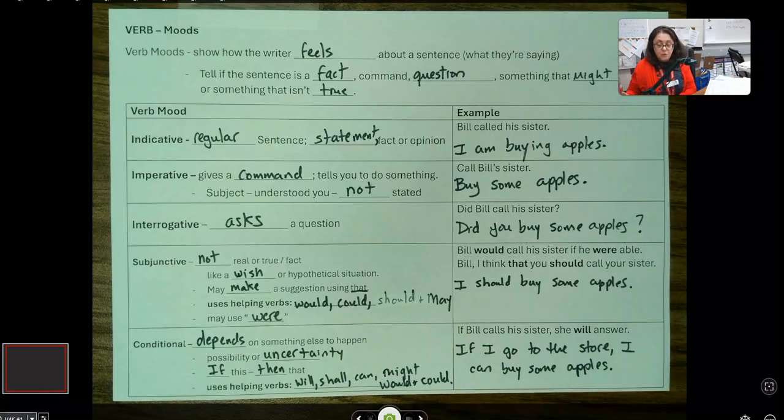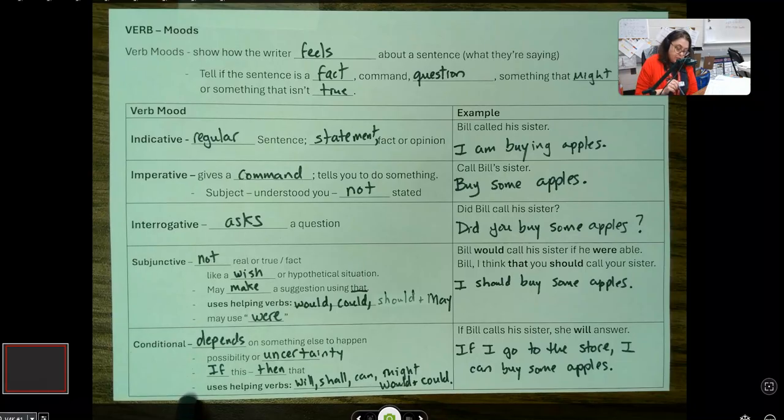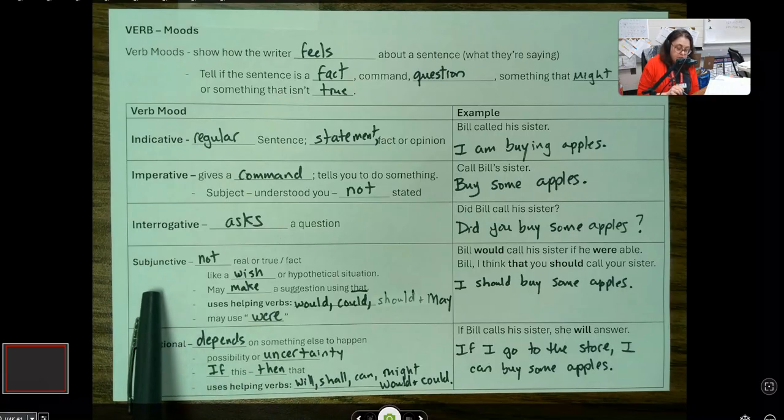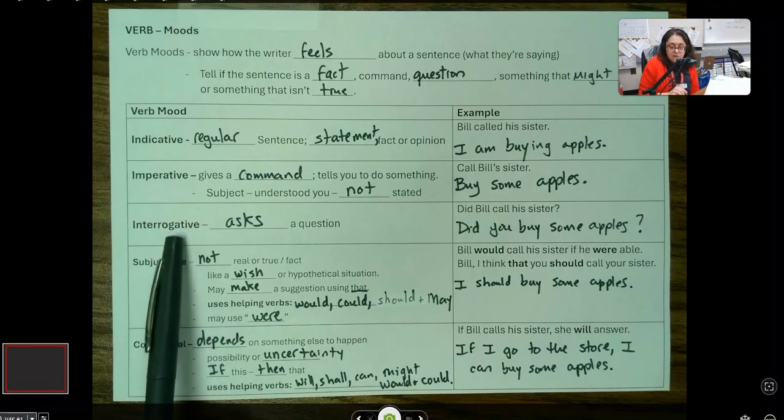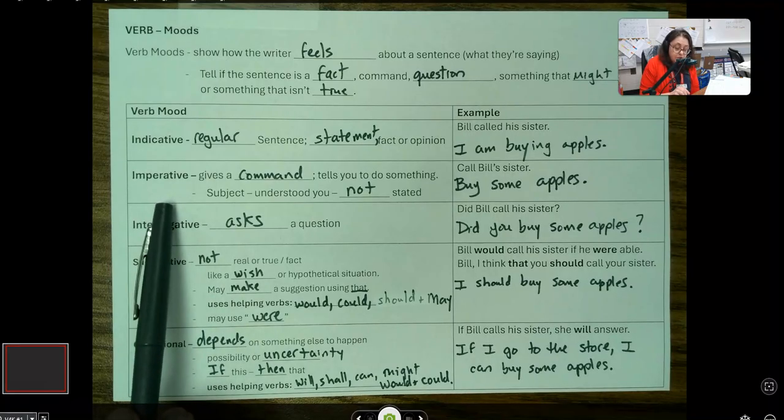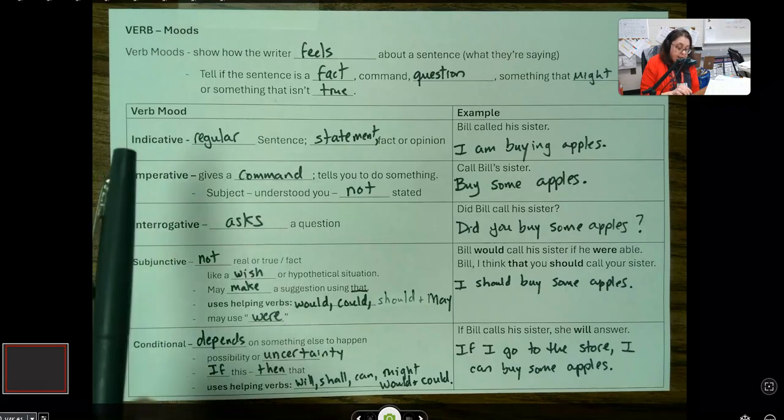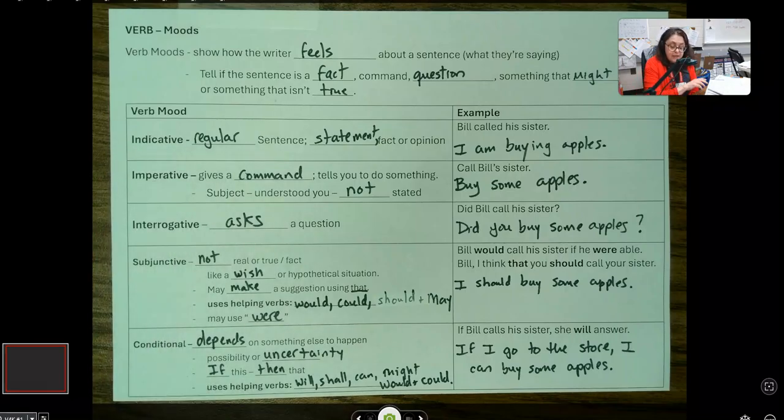Okay, so those are our verb moods. We have conditional, depends on something to happen, or it's a possibility, and it's got an if-then relationship. You've got subjunctive, it's kind of like a wish, or it makes a suggestion. Interrogative, ask a question. Imperative gives you a command. And indicative is just a regular old statement or a sentence that has a fact and or opinion.